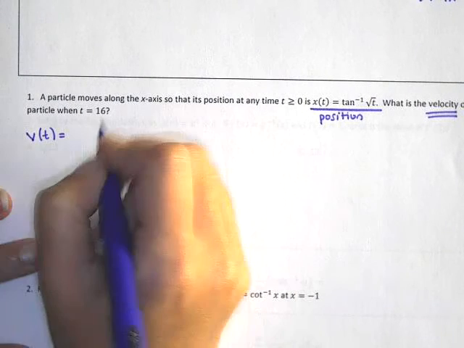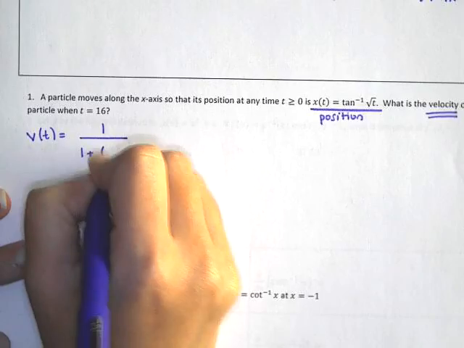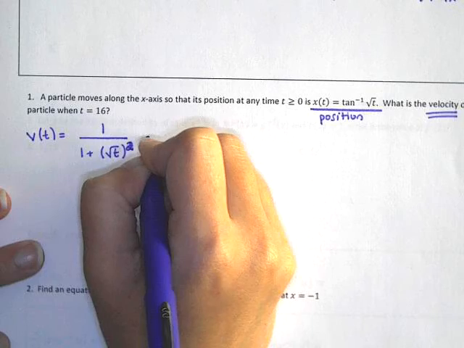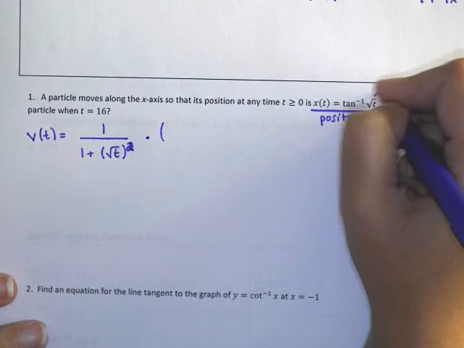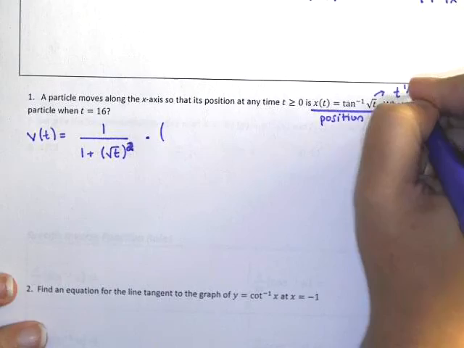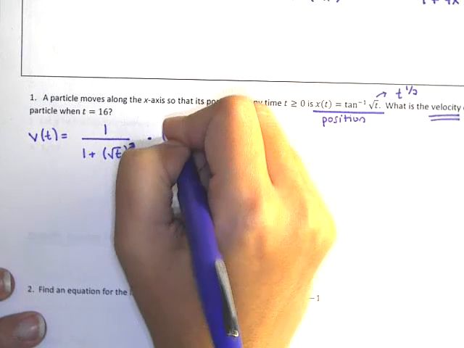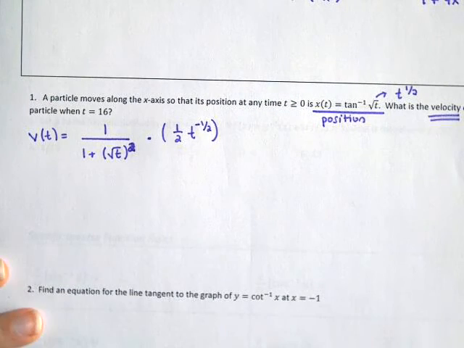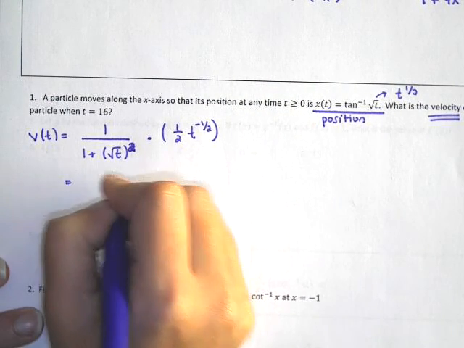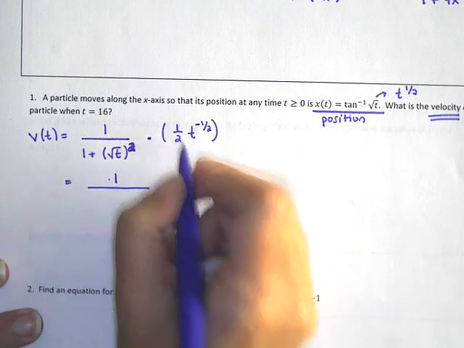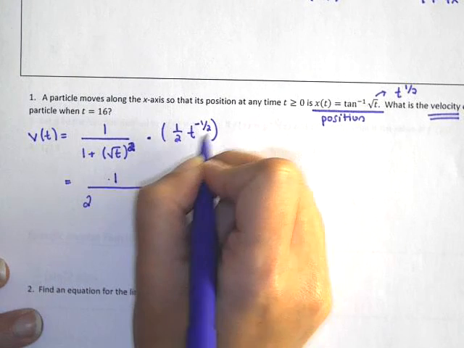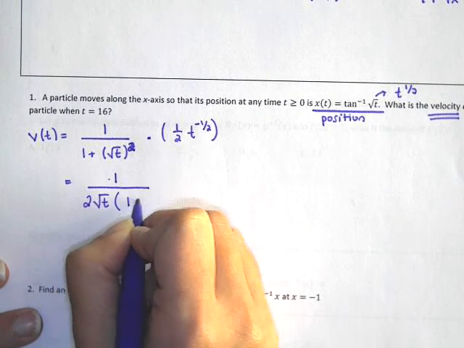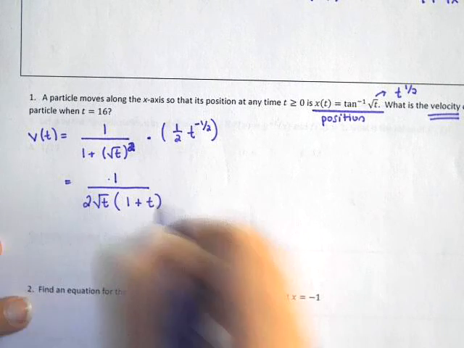The derivative of inverse tangent would be 1 over 1 plus the inside stuff, which is the square root of t, squared, times the derivative of the inside stuff. Now, I like to think about the square root of t as being t to the 1/2 power. So I would have 1/2 t to the negative 1/2 power as my derivative. When I simplify that, I get 1 over, now the 2 is going to go on the bottom, this t to the negative 1/2 I'm going to change to a square root of t, and then I have 1 plus a square root squared would make a regular t.